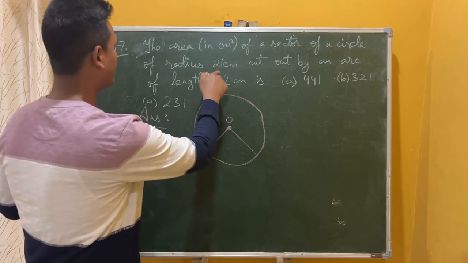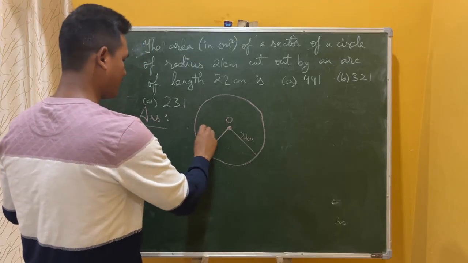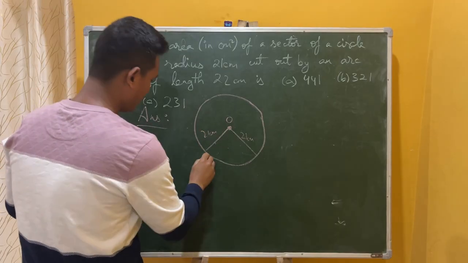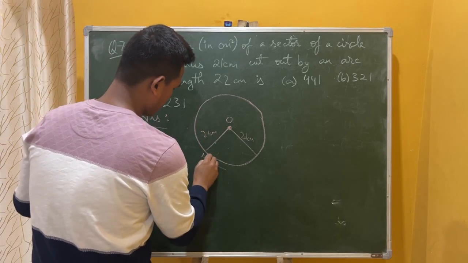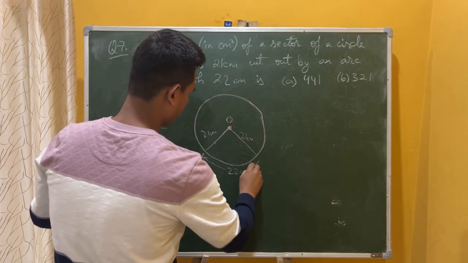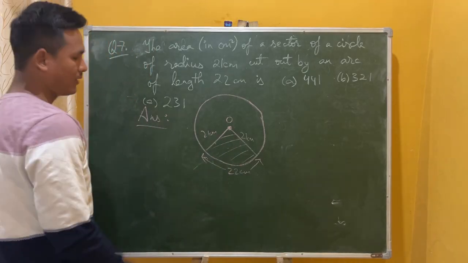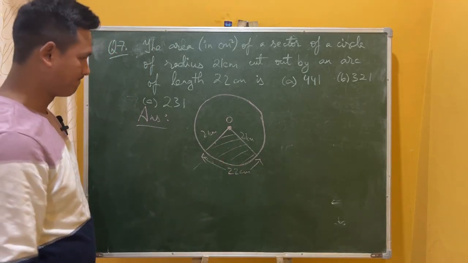It says the radius is 21 centimeter. Okay, this is 21. Obviously this one is also 21, and the length of the arc is 22 centimeter. So this is the sector they are talking about. So we'll have to find the area of the sector.